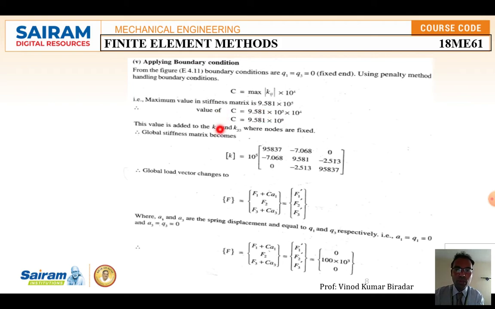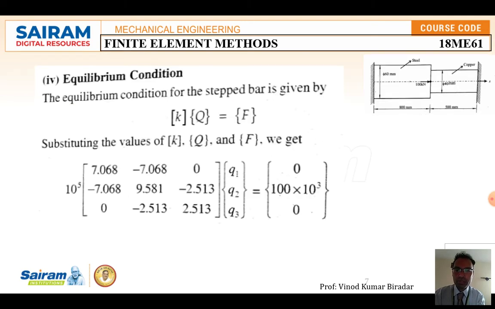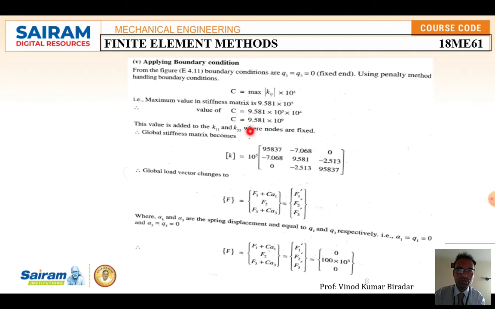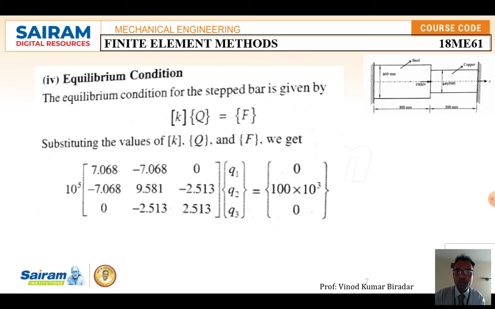This value you have to add wherever fixed nodes are there. So the first and third values you have to add here. If you add this value to 7.068 you get 95837, and likewise for the last value. So this value should be added to K11 and K33 in the global stiffness matrix, and then the equation can be modified like this.